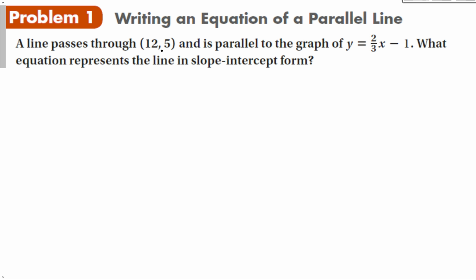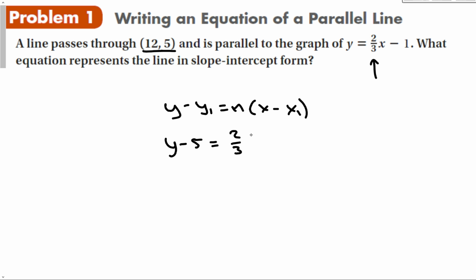So I don't know the intercept, but I do know a point, and I know the slope because it has to be the same as that slope. So I'm going to use point slope form, y minus y1 equals m times x minus x1. Okay? Point slope form. So using this form, I can plug in the numbers. Y minus 5 is equal to the slope 2/3 times x minus 12. I need it in slope-intercept form, so now I'm going to distribute. So that's 2/3 x minus 12 times 2/3. It's going to be 24/3, which is 8.